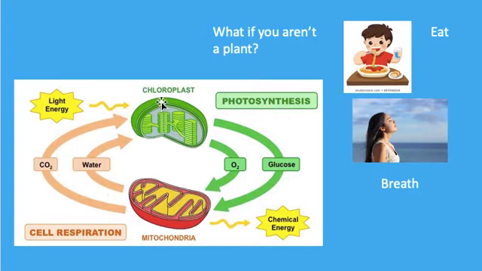So we just said that photosynthesis and cellular respiration, right? They make this nice little loop. The products of photosynthesis, glucose and oxygen, get used by the mitochondria in the process of cellular respiration. Cellular respiration gives off carbon dioxide and water. It goes to the chloroplast and gets used again. But what if you aren't a plant, right? How do you do cellular respiration if you aren't a plant?